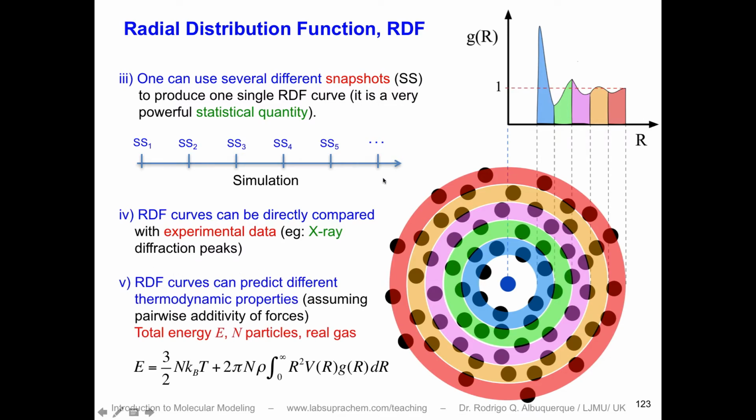But you can also use these curves to predict thermodynamic properties. For instance, the total energy of a system composed of N particles, assuming a real gas, is given by this expression here, where you see that we are integrating over the GR curve shown here, of course multiplying by other parameters and integrating from 0 to infinity. And then we can produce actual thermodynamic properties. So knowing how to calculate radial distribution functions is very useful and important for basically every kind of simulation.